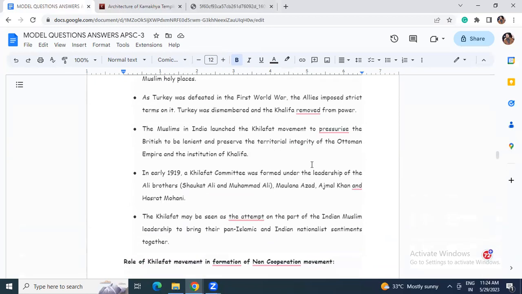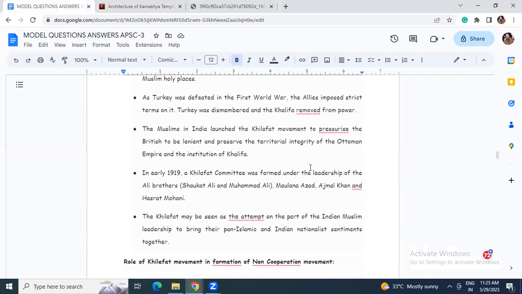As Turkey was defeated in the First World War, the Allies imposed strict terms on it. Turkey was dismembered and the Khalifa removed from power. So the Muslims in India launched the Khilafat movement to pressurize the British to be lenient and preserve the territorial integrity of the Ottoman Empire and the institution of Khalifa.